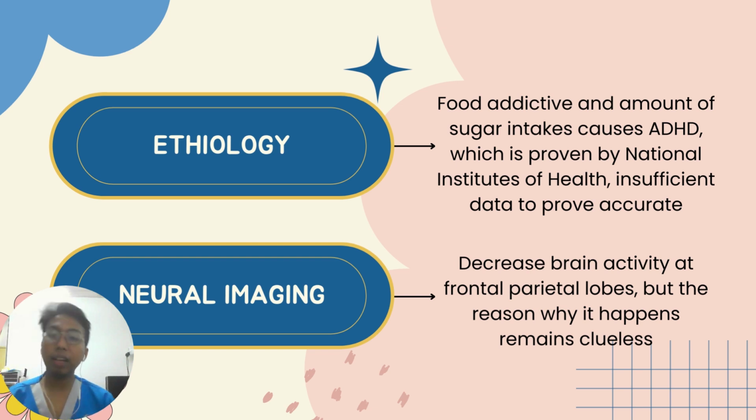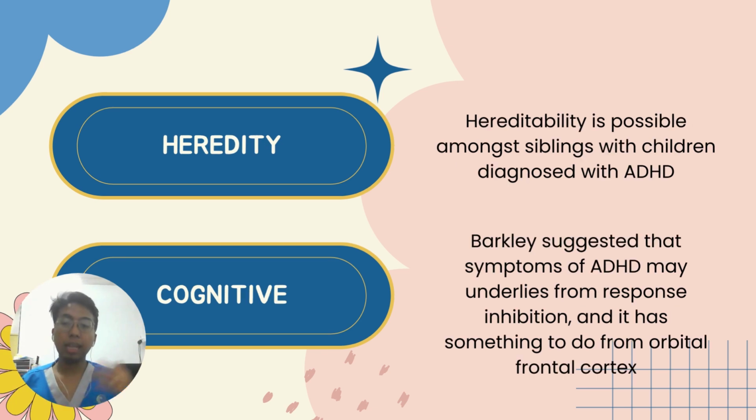Now, the second theory is neuroimaging, where there is decreased brain activity at the frontal parietal lobes, but even though they have detected the decrease of brain activity in that area, the reason why it happens remains unclear. Next is heredity, where heritability is possible among siblings of children diagnosed with ADHD in comparison to siblings of children who are not diagnosed with ADHD, which means that it can happen in terms of heredity.